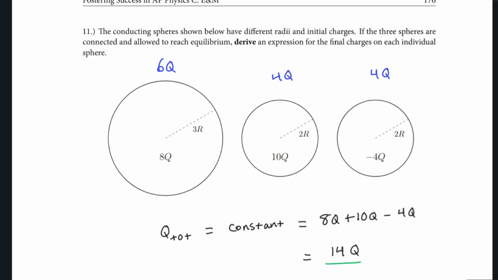And our last thing we should do is verify that this works, because the potential would be K times Q divided by R. So this is 2KQ over R. This potential would be K times Q over R, which is also 2KQ over R. So these two potentials match. And then obviously this potential would be the same because it's the same charge and same radius.